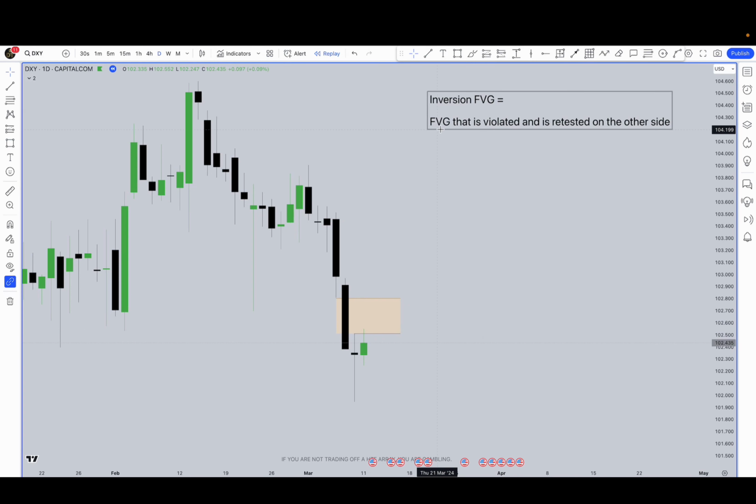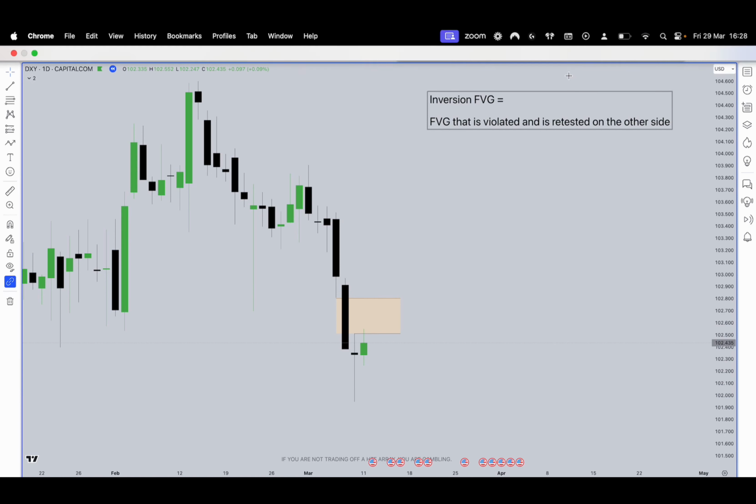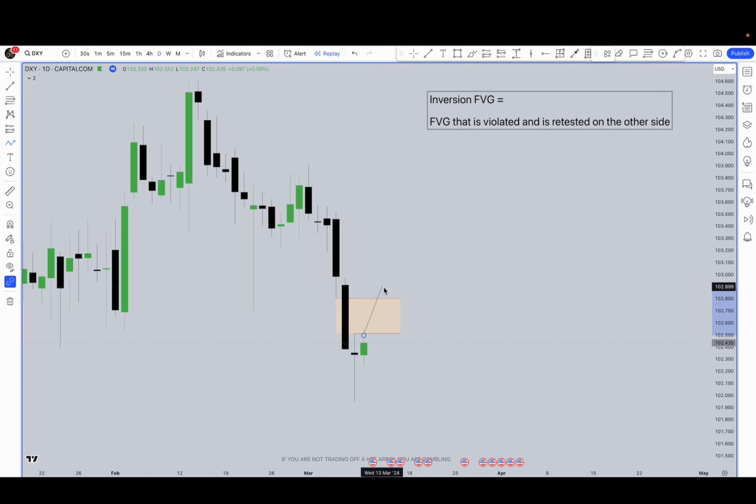An inversion fair value gap is a fair value gap that is violated and then gets retested from the other side. What I mean by this: we're currently looking at a bearish fair value gap, or a SIBI. What a SIBI needs to do is for price to retrace to it, respect the consequent encroachment, or the 50% of the value gap, and then trade lower. But what if price doesn't respect it and closes above the value gap?